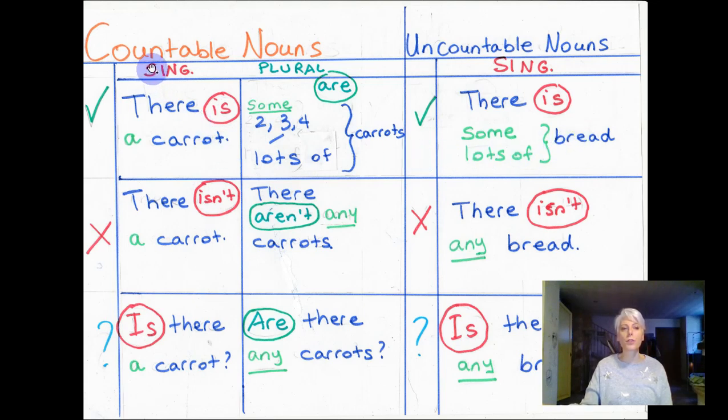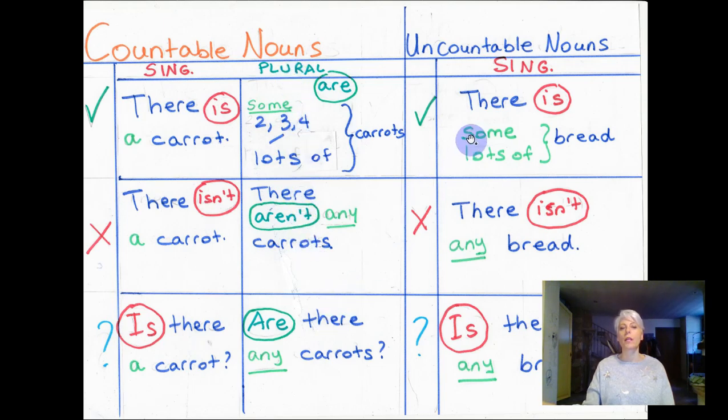But if I want countable nouns, singular, to become negative, I say, there isn't a carrot. Question, is there a carrot? The plural. From the affirmative, there are some carrots. Negative, there aren't any carrots. Question, are there any carrots? As you can see, we use any with the negative and question plural form.